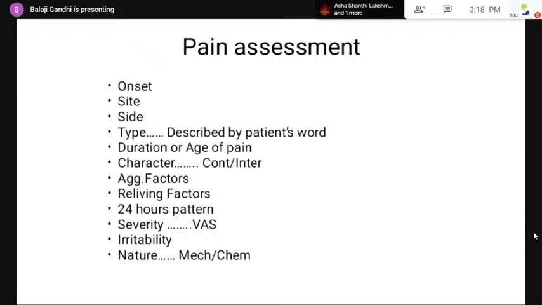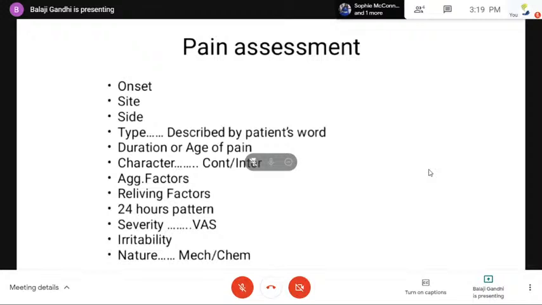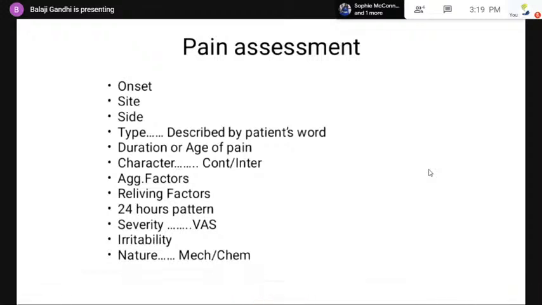And there is a 24 hours pattern. We have to ask the patient very clearly about the 24 hours: start from night, midnight, early morning, noon time, afternoon, evening, then night, again the midnight. So in the 24 hours, at which time does the patient get more pain? Definitely the particular time factor can relate to the pain also.